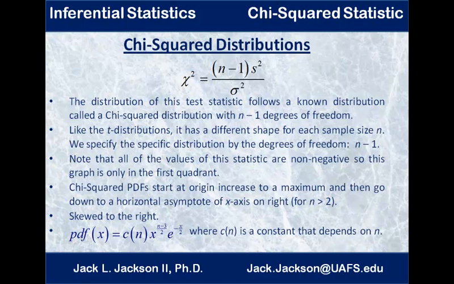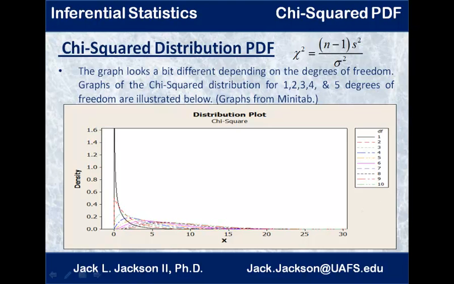Now the formula for this has this kind of format: some constant, which depends on n, which I'm going to call C of n, and then x to the power (n minus 3) over 2 times e to the power negative x over 2. That's the basic formula. C of n is kind of a complicated formula, but it is a constant that doesn't depend on x. Totally irrelevant for what we're doing. You don't need to know that formula. It's just there for reference. But we do have a different one of these formulas for each different value of n. Now here's what some of the PDFs look like for this chi-square distribution.